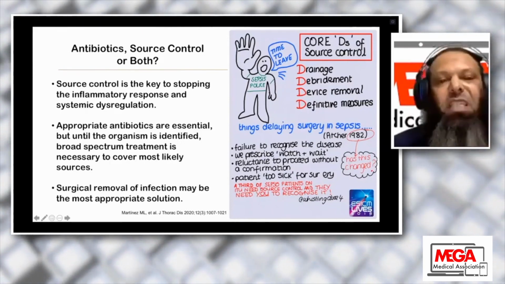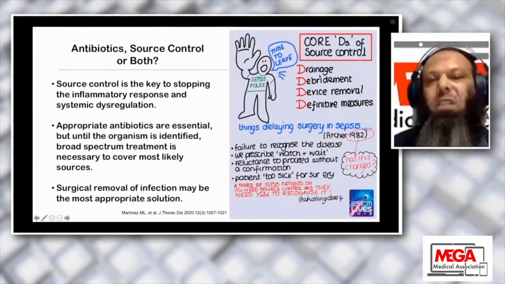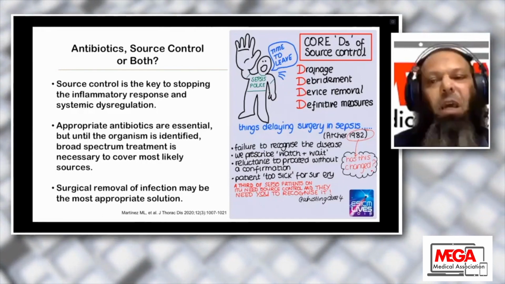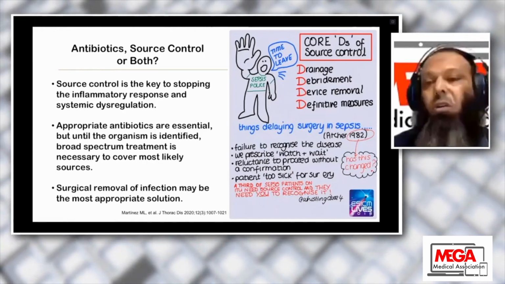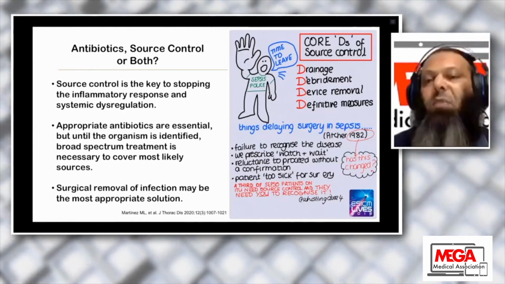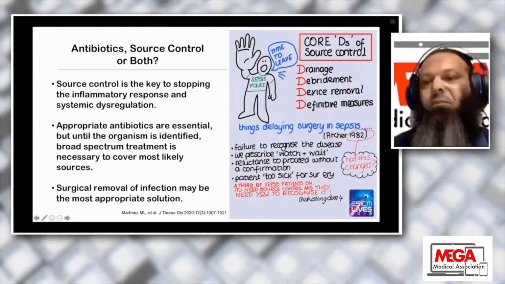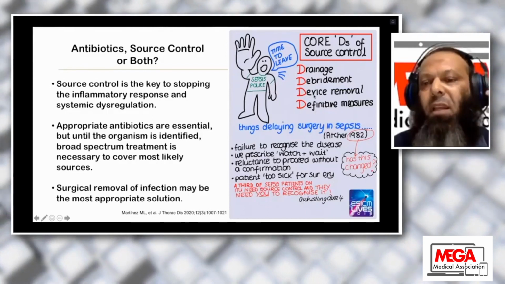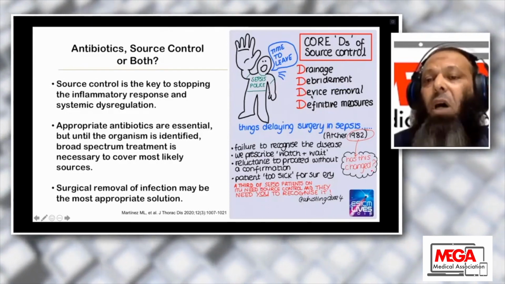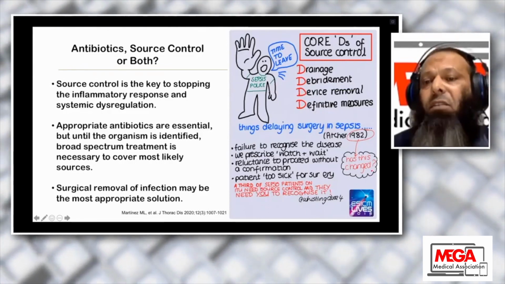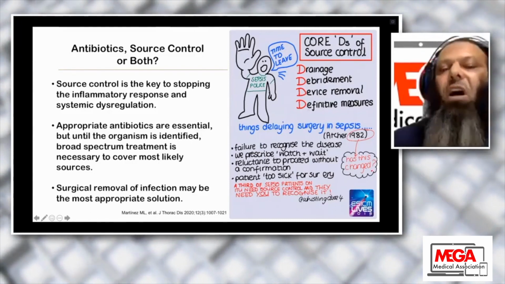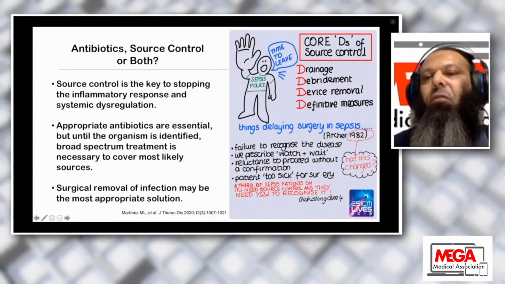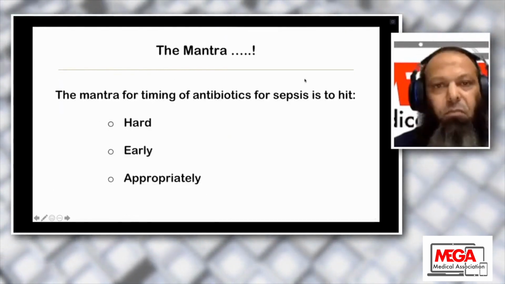Every time you face a patient with sepsis or septic shock and a confirmed diagnosis, ask yourself about the 4 Ds. Drainage for any collection or loculation, debridement for any soft tissue infection, device removal for any lines, central line, Foley, permcath, and definitive measures for surgical intervention if you have bowel ischemia or a perforated viscus. So those are the 4 Ds for source control.